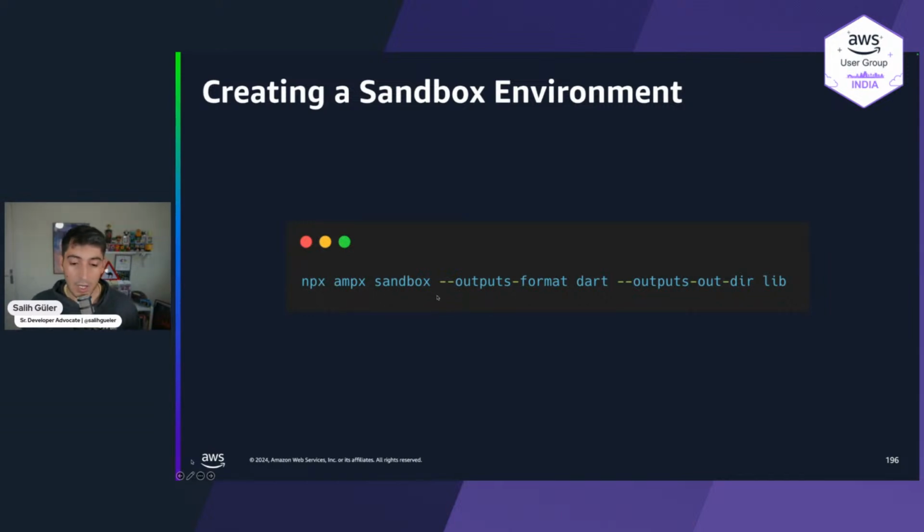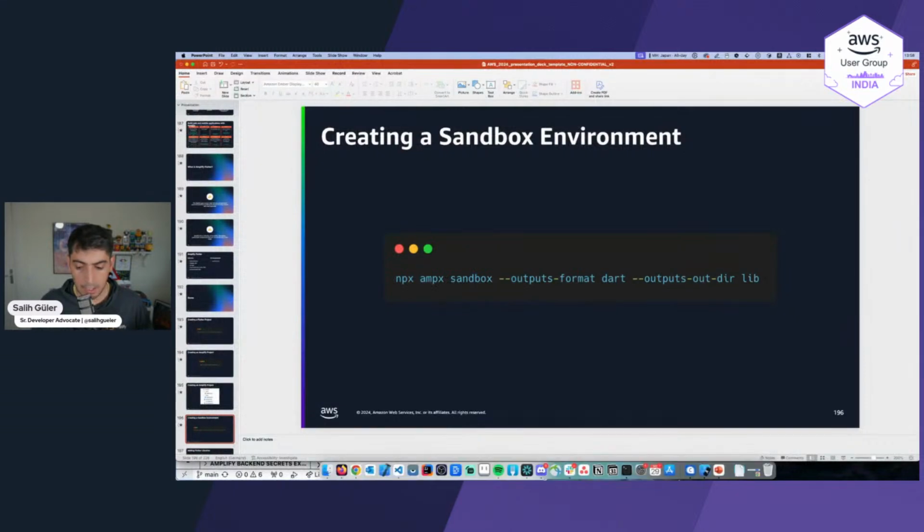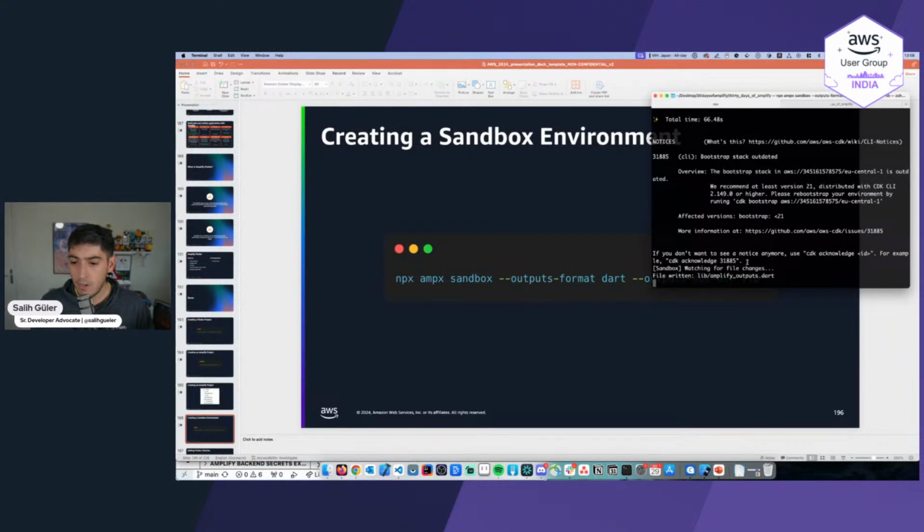So how do we create this? npx ampx sandbox. There are 3 words. The rest of it is just for your convenience, like you define the format of the file, you define the folder that it wants to go to, but the important part is npx ampx sandbox. Once you do that, it will do a deployment for you through the CDK, and it will create the Dart file that you might need. And once you create that, you have technically deployed your first sandbox, your first working environment.